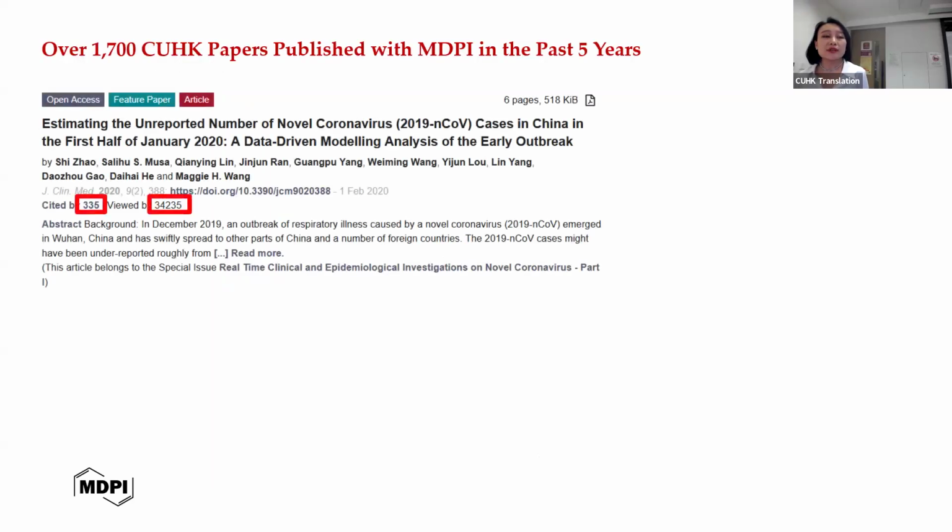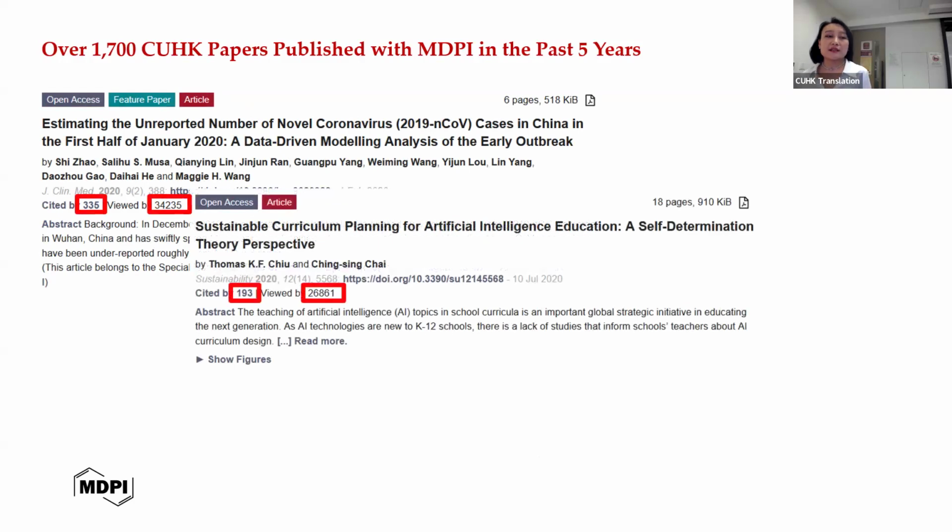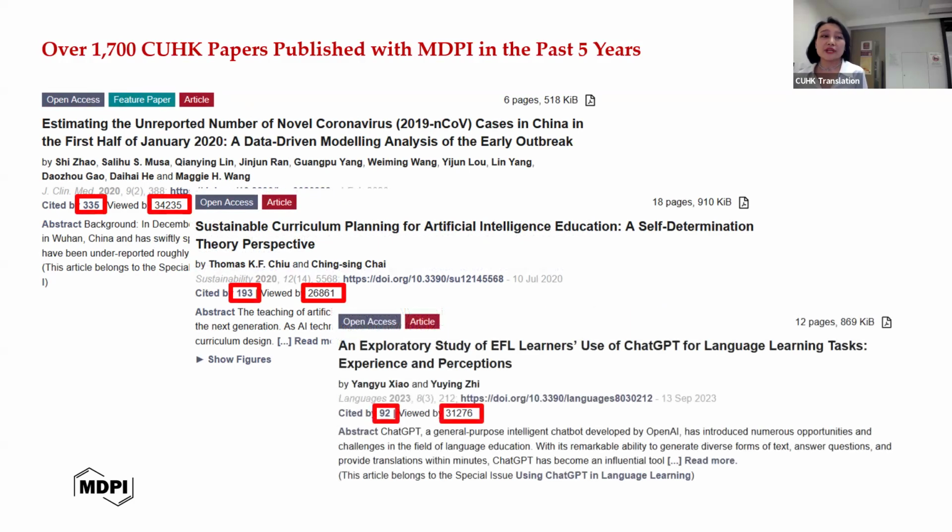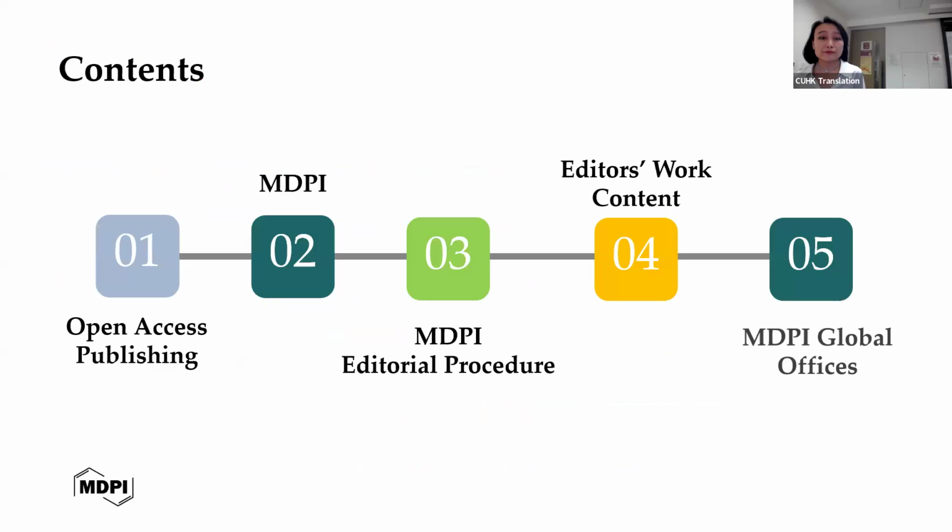To start up, I would like to mention that the publishing company, MDPI, has a lot of communication and collaboration with CUHK. In the past 5 years, there were more than 1,700 CUHK papers published with MDPI. And among all of them, maybe most of them are scientific papers. And notably, we see that here there is a paper from Languages, which was cited 92 times. It is very impressive. And this one is related to the usage of ChatGPT for language learning tasks. So it is also related to our daily study about language.